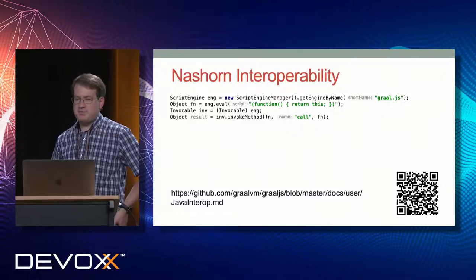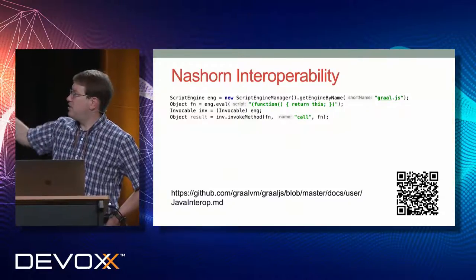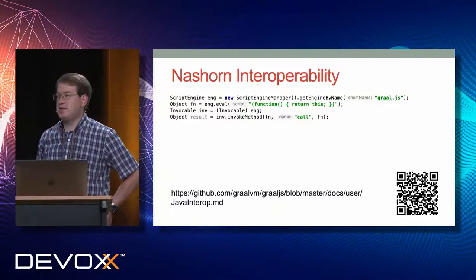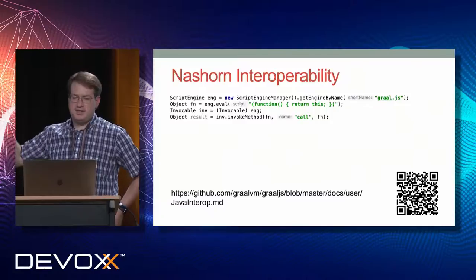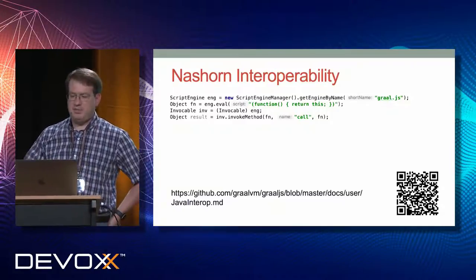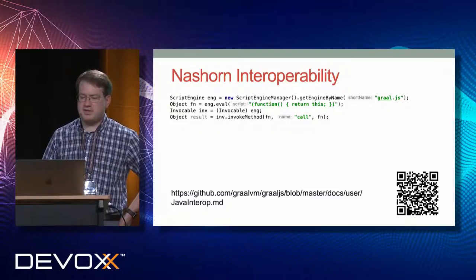There's also, because Nashorn is being deprecated, they also have Nashorn interoperability. So you can actually specify when you get the scripting engine, you can say, well, I want the GraalJS script engine, right? So you can continue to use the standard JavaScript API that Java's had for a while, but have Graal underneath the hood performing the JavaScript code.